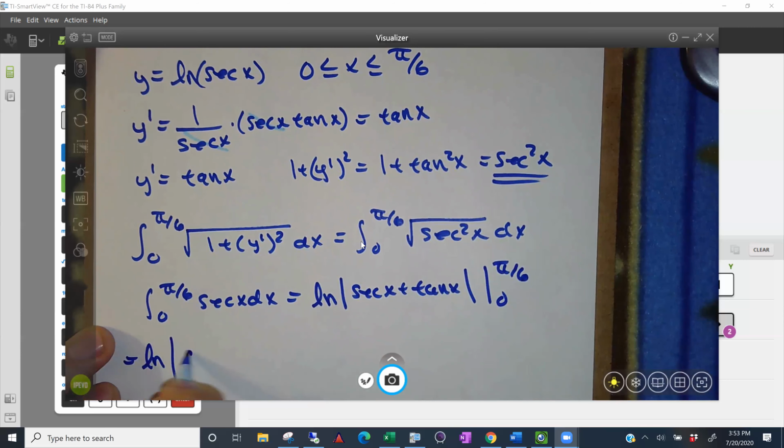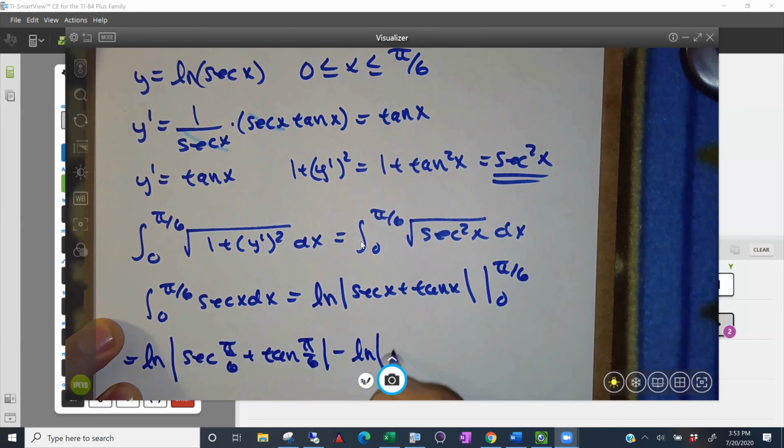Ln of the secant of pi over 6 plus tangent of pi over 6, minus the ln of the secant of 0 plus tangent of 0.